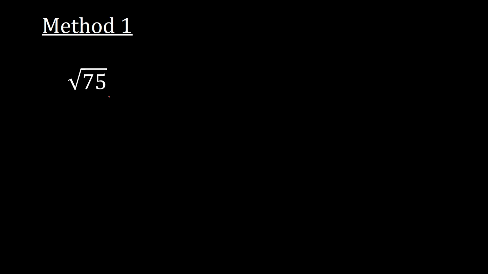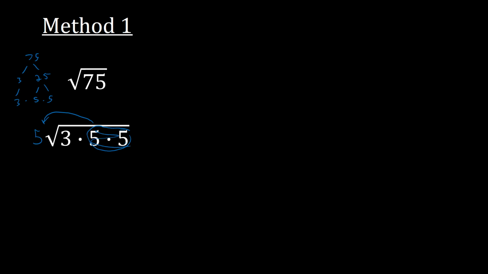So method 1 way of simplifying this would be to factor this down completely. So 75 can break down as 3 times 25, and then 25 can break down as 5 times 5. So this can break down to be the square root of 3 times 5 times 5. And then from here we see that we have 2 5's, so I can pull out 1 5 because there's one group of 5's. And there's a 3 on the inside, so my solution would be 5 times the square root of 3.